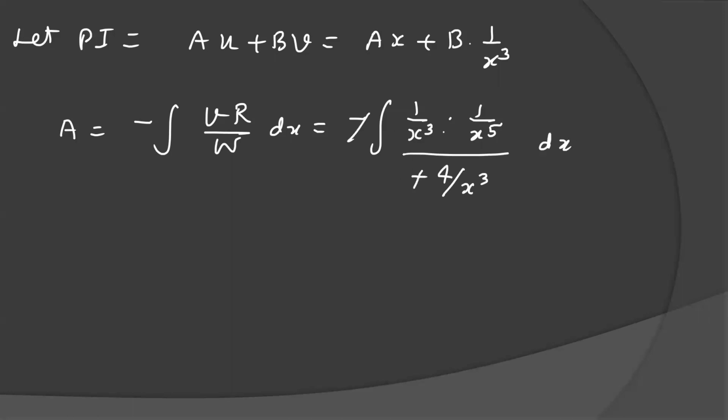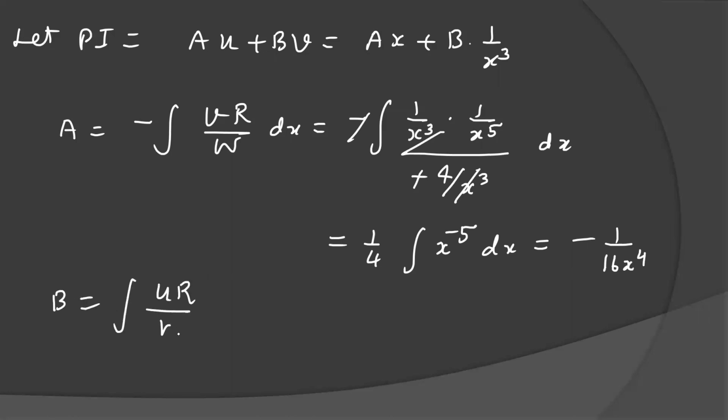Minus is cancelled out. X cube is cancelled out. So 1 over 4 is outside. Integration of x to the power minus 5 dx. So you will get minus 1 over 16 x to the power 4. This is your A. And what about B?